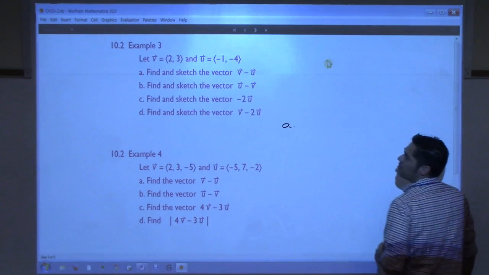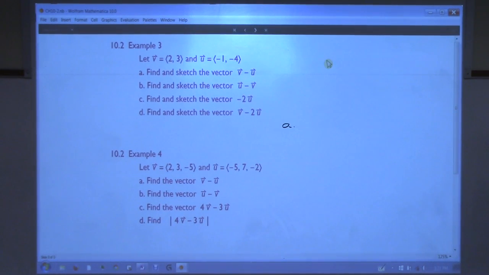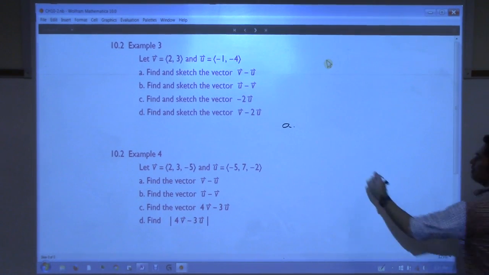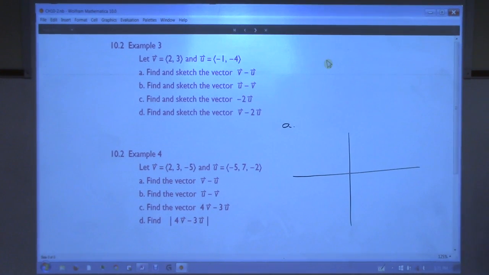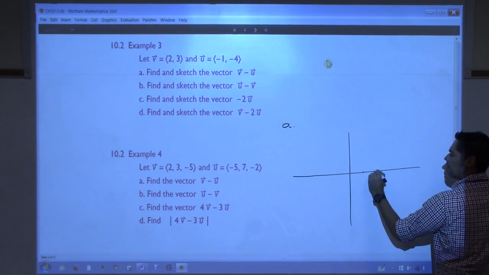We want to find and sketch the vector v minus u. Let's start by drawing it, and then we'll do it mechanically. Since it's two-dimensional, this should be easy to draw. So let's start with the vector v. Let me draw v. I go out 2, up 3.